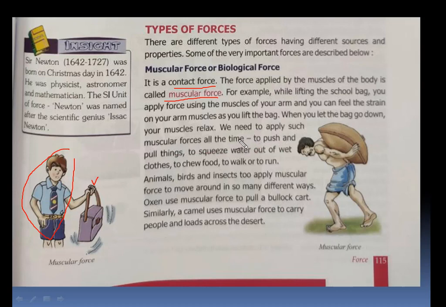So why is this muscular force applied? To push and pull things, to squeeze water out of wet cloths, to chew food, to walk or run. Anywhere physical activity is involved, muscular force is used. Animals, birds, and insects apply muscular force to move around in many different ways. They move from here to there. How do they move? By using their body, that means by using their muscles.